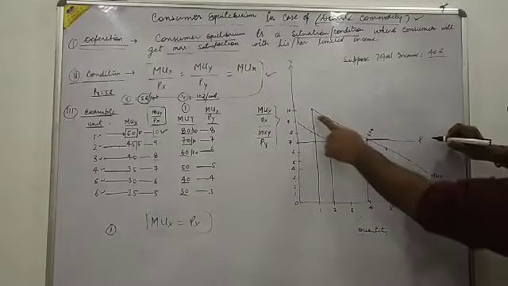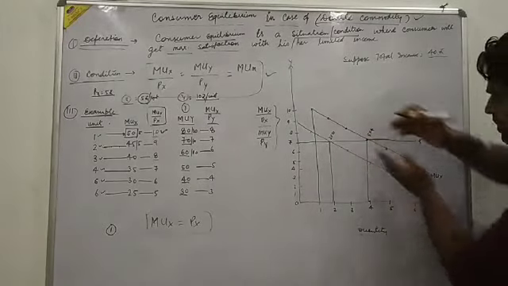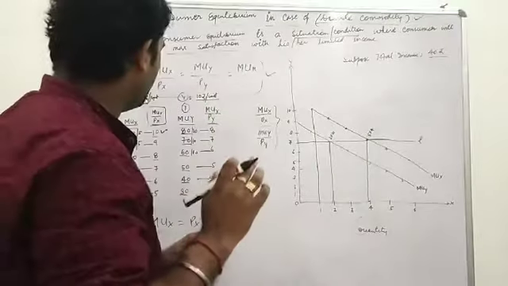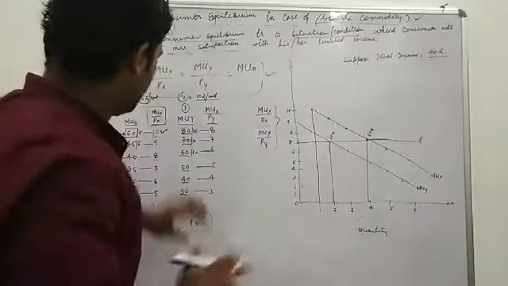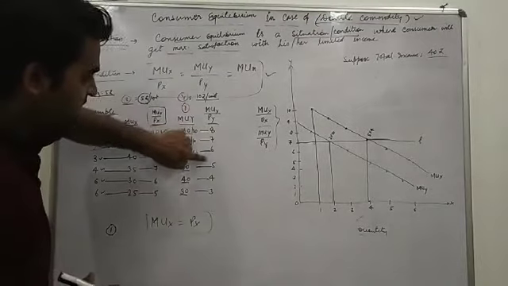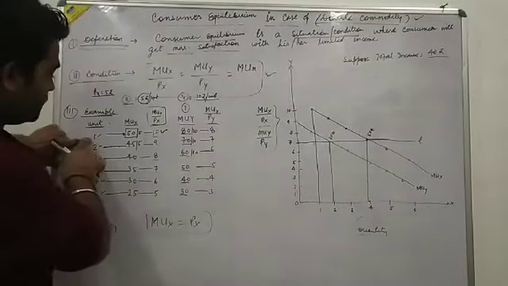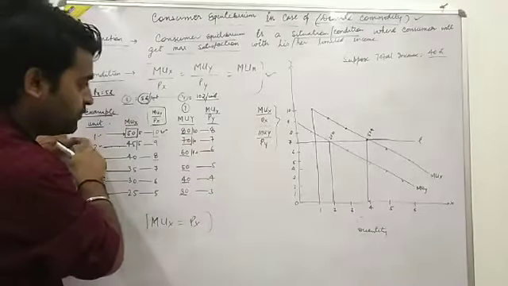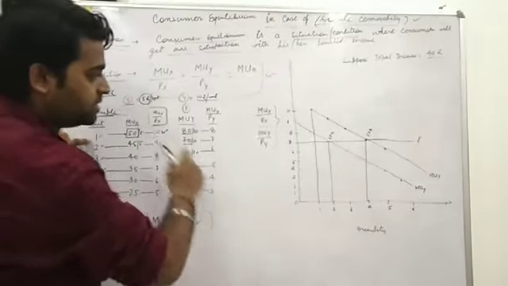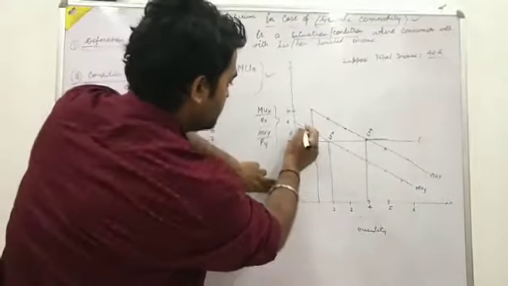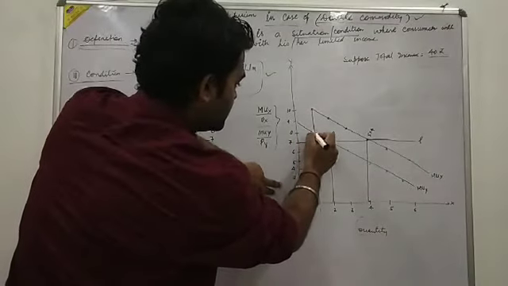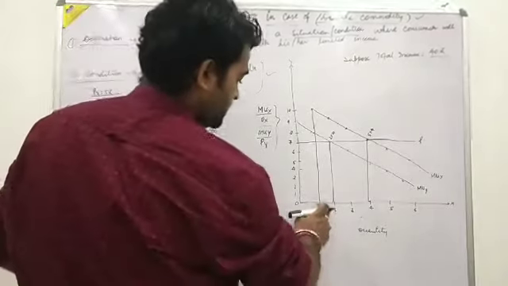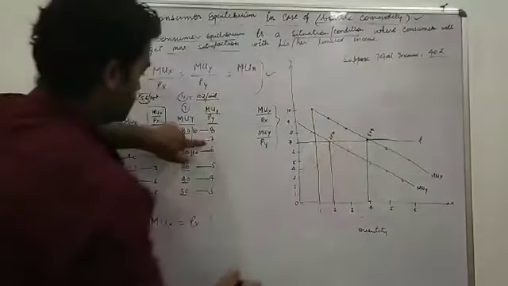In the case of X, okay, as it is, we will plot the diagram for Y. MUY is 8, 7, 6, 5, 4, 3. In the case of the first unit, the consumer is getting 8. The second unit, 7.